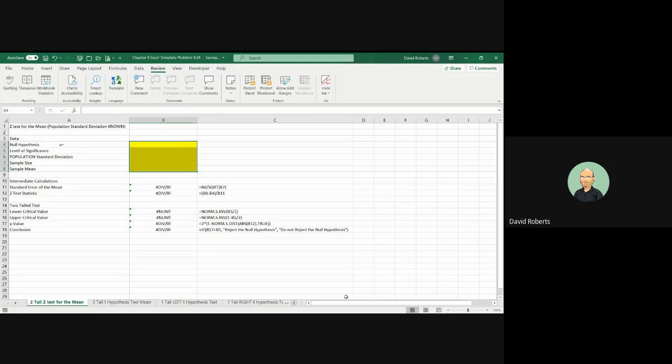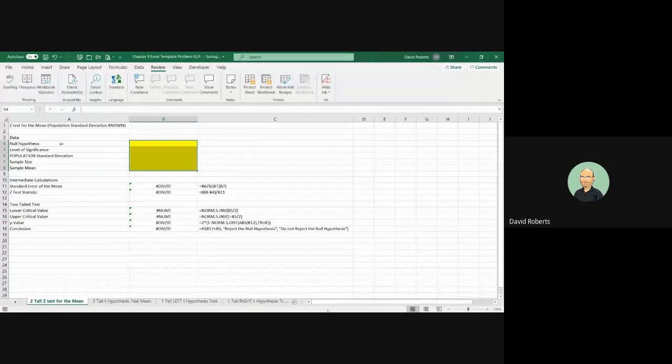Welcome to problem 24 from chapter 9. I'm going to start at the same place with all of the examples for chapter 9 because I want you to get in the habit of thinking about which tab I'm on.